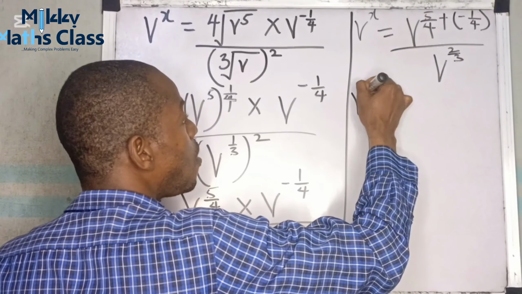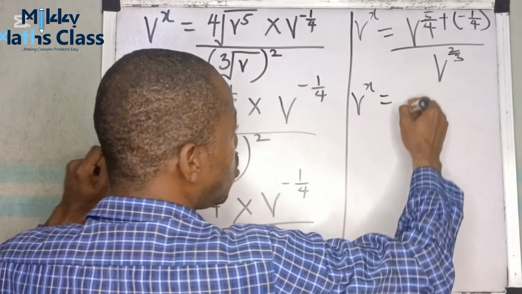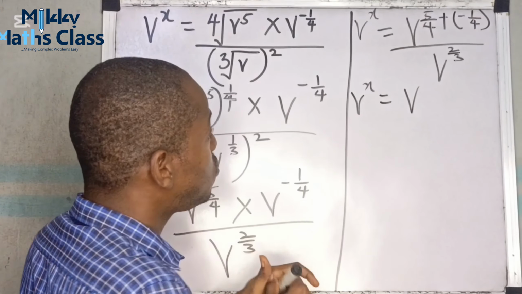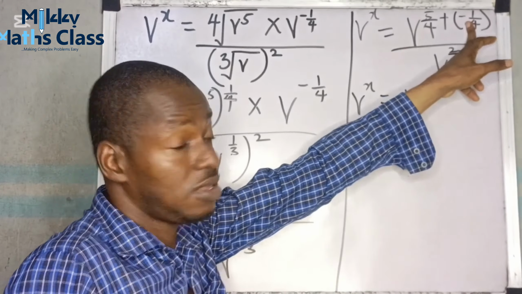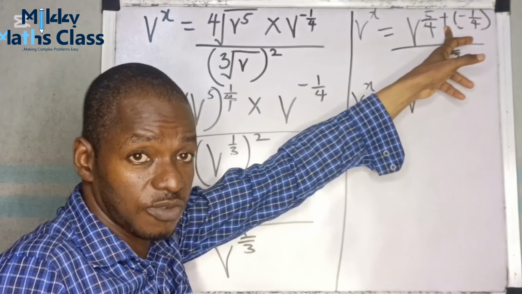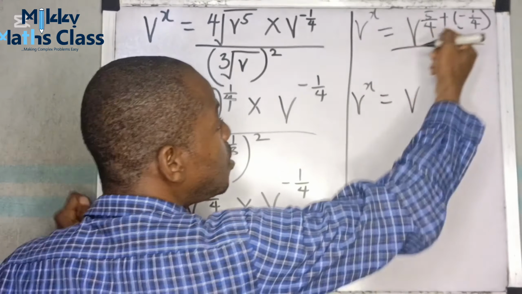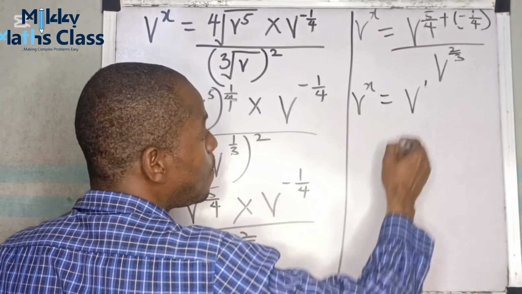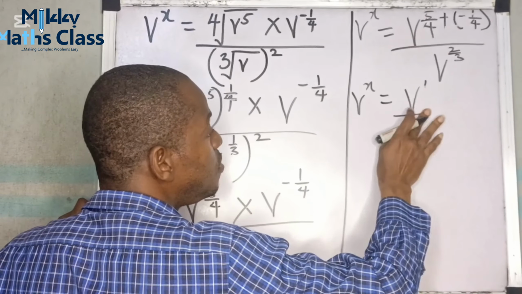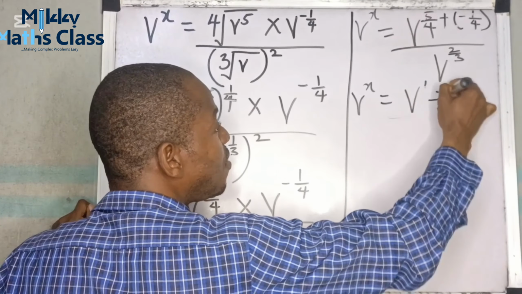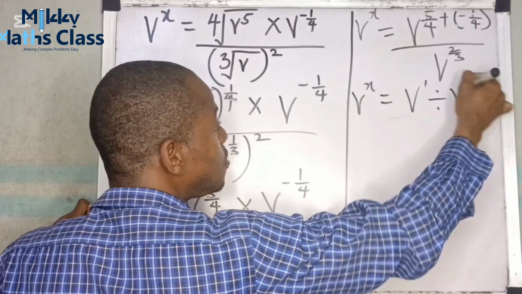So we have V to the power of X is equal to V to the power of, this is 5 plus negative 1. This negative will cancel out this positive, so it will be 5 minus 1, that's 4. 4 over 4 will give us 1, divided by V to the power of 2 over 3.